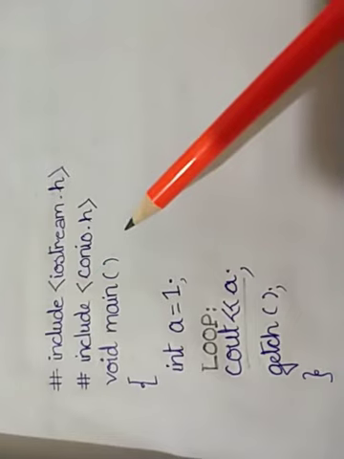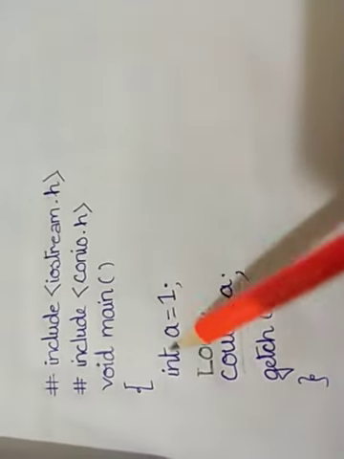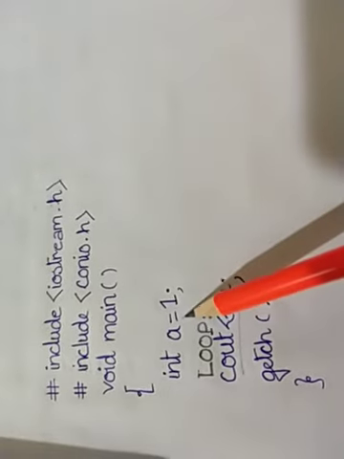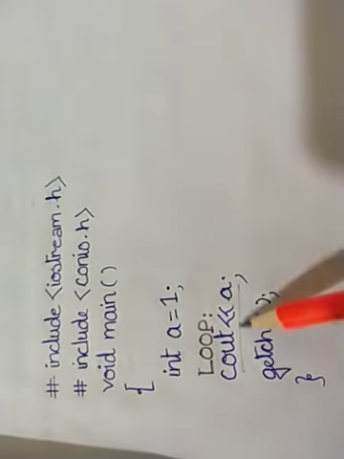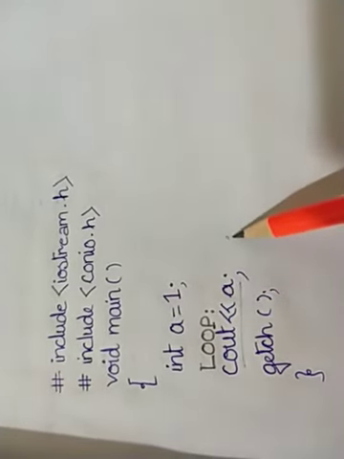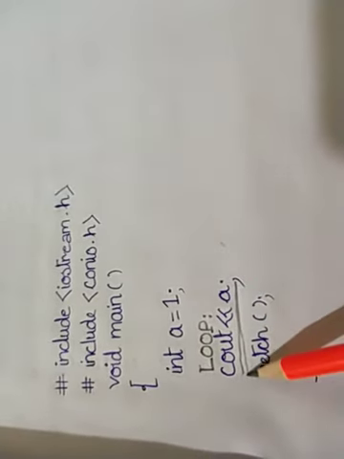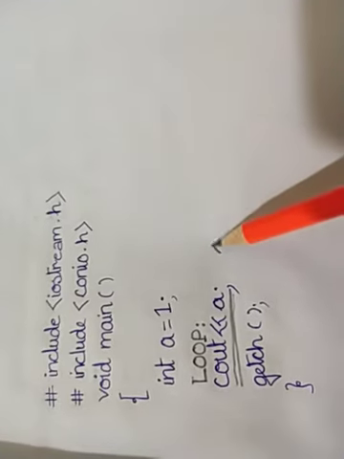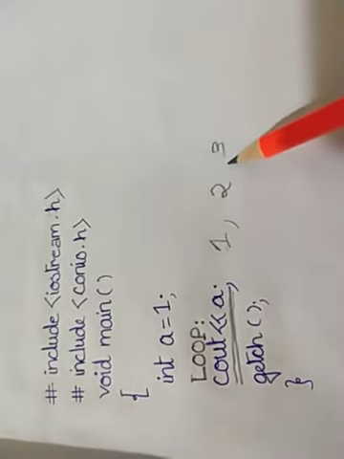Okay, let's take this example over here. Suppose in my program I have one variable A, and the value of A is 1. When I print out the value of A, it will print 1. And this cout statement, I want it to run multiple times, instead of only one time. I want it to run 2 times or 3 times.